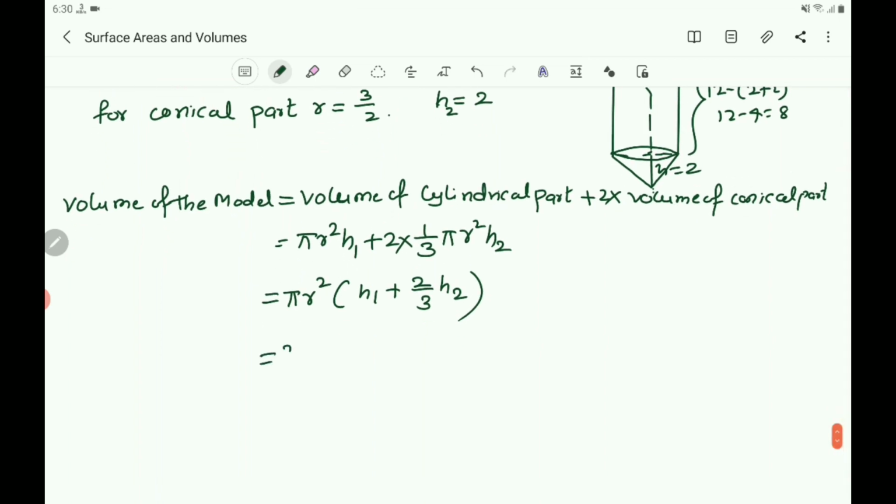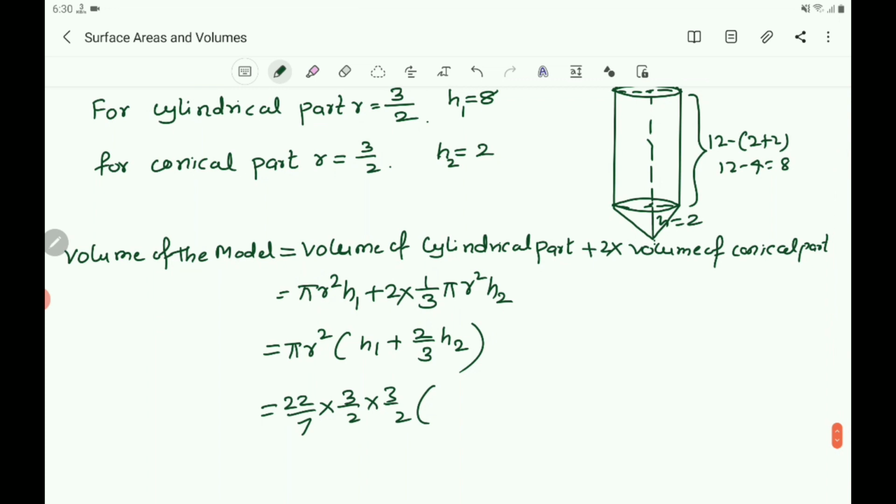That equals 22 by 7 into r, which is 3 by 2, into 3 by 2. You write h1 is 8, h1 you have taken 8.